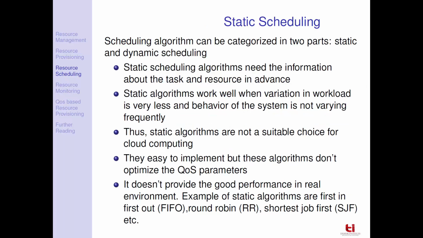Next, scheduling algorithms can be broadly classified into static or dynamic. In static, the scheduling algorithms need the information about the task and the resources in advance. So they need to know how much resources a particular workload will require to be executed. Static algorithms work well when the variation in the workload is very less and the behavior of the system is not changing frequently, which is not the case in cloud computing. So thus static algorithms are not a suitable choice for cloud computing.